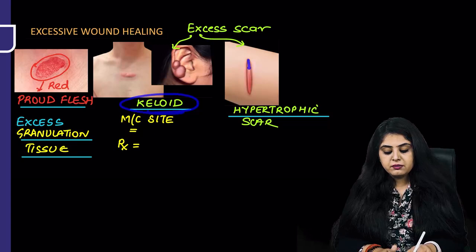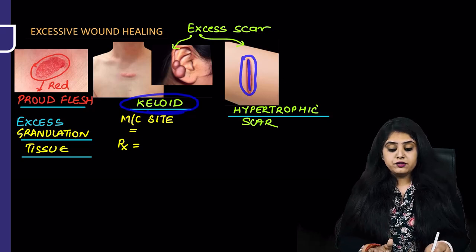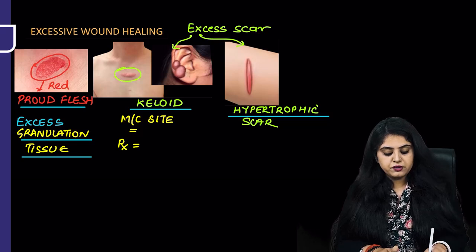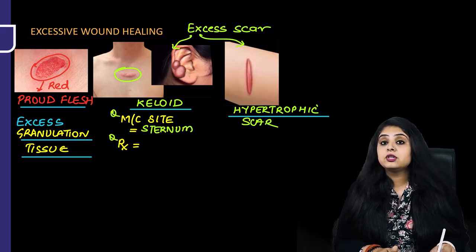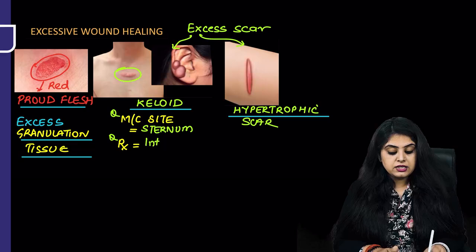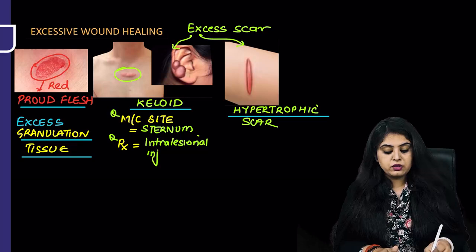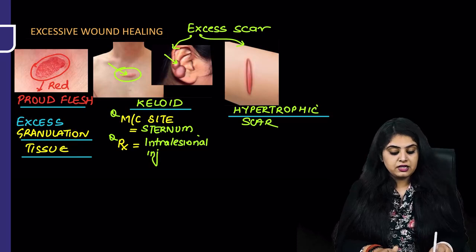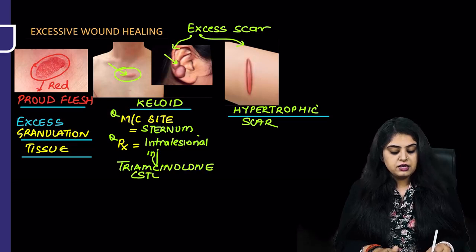And hypertrophic scar means if it is just a single line, the scar has occurred somewhere around that. So which is more aggressive looking? Keloid is more aggressive looking. What is the most common site of a keloid? It is going to be the sternum. And what is the injection that you put in a keloid? You are going to give an intralesional injection. What does intralesional injection mean? I'm going to give an injection in the keloid. It's not some other route of injection. I give an intralesional injection of a drug that is known as triamcinolone. What is triamcinolone? It is nothing but a steroid.